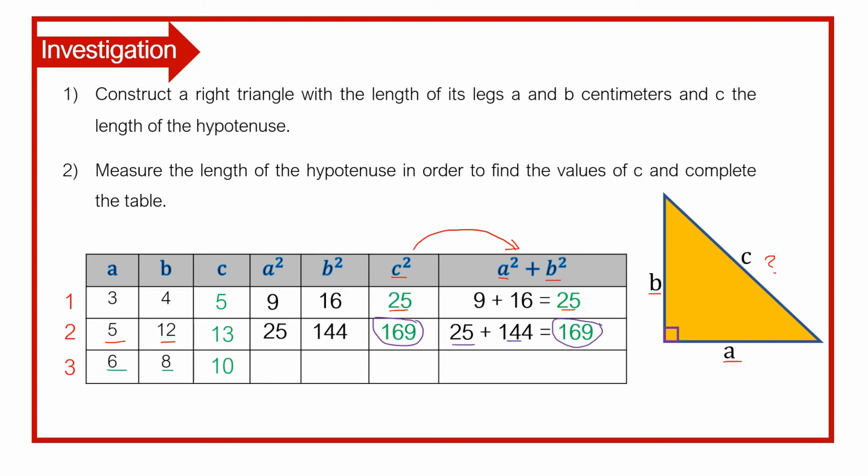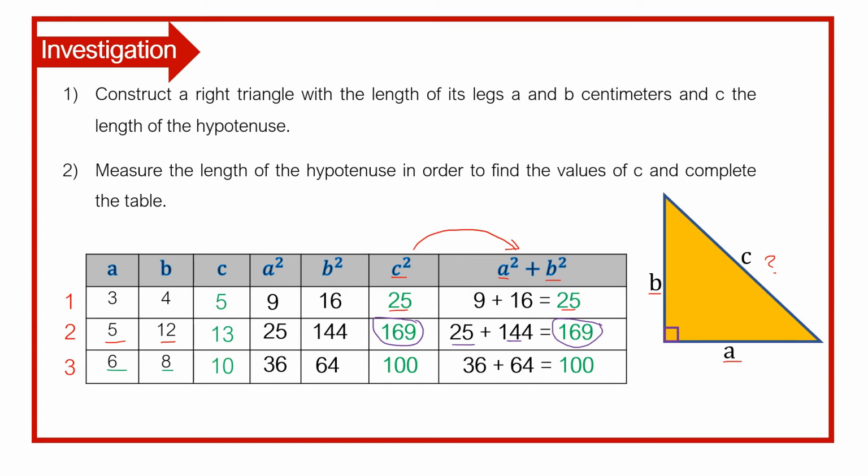Now let us square A. That is 6 squared, which is 36. Square B, which is 8 squared, that is 64. Square C, which is 10 squared, to get 100. Now, get a squared plus b squared, that is 36 plus 64, and you will get 100.